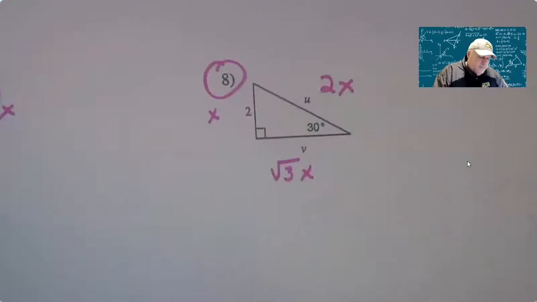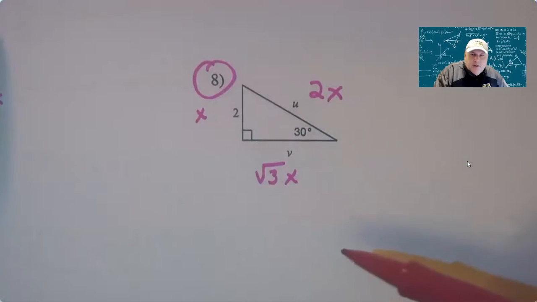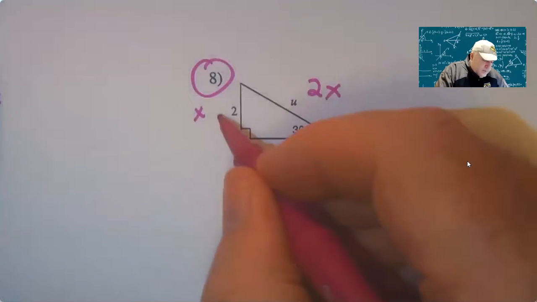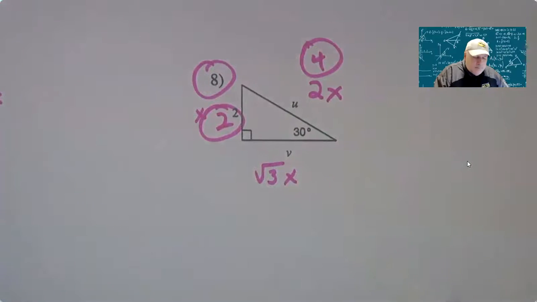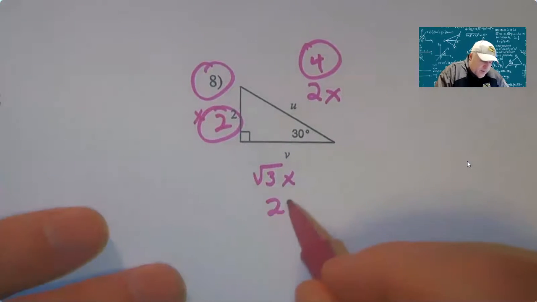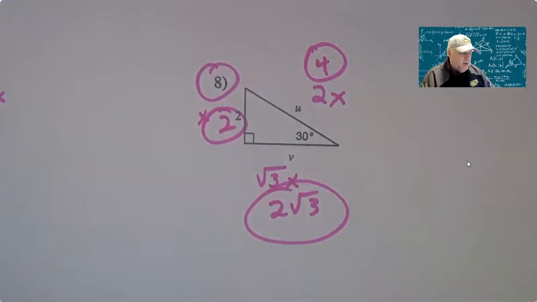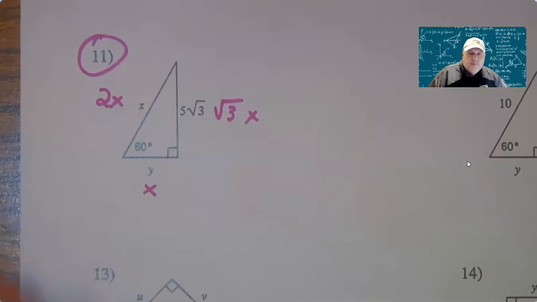Here's another one. So 2X is the hypotenuse, X is opposite 30. So that must mean X is 2, this side is 2. So that means this side is 4. And this is 2 times the square root of 3. So once you know what X is, you can go fill them all in as to what their sides should be. I think it's good to practice this enough so that you know what's going on.